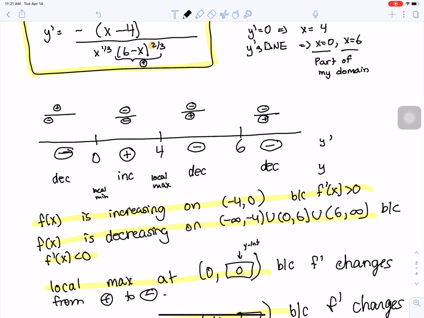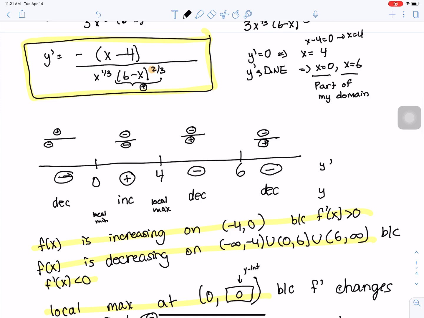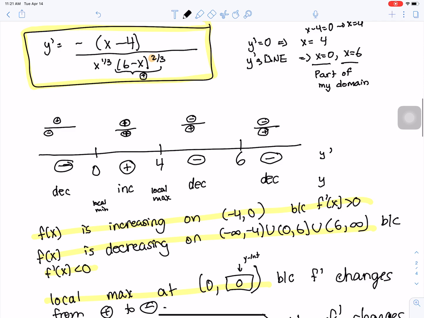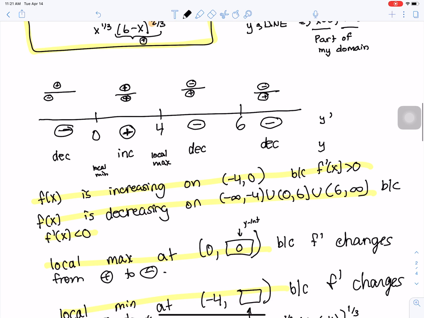If I test a number like +1, 1 minus 4 is negative, negative and negative make a positive, so that's a positive. And then my denominator is also positive, so that result still holds. This is still going to be positive. When I test a number like 5, my numerator will be negative, my denominator will be positive. And when I test a number like 7, my numerator is negative and my denominator is positive, so everything holds. Now we just have to change our interval slightly here.